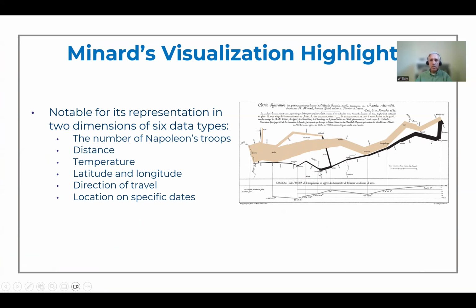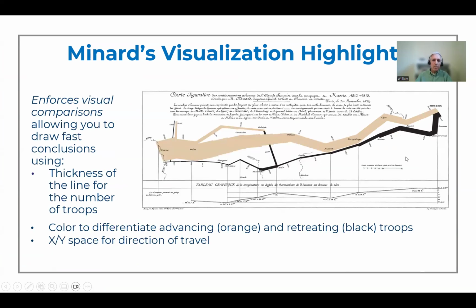He's showing the location of specific dates. So there were specific battles in here, which I'm not going to go into, but there were specific battles where he had trouble or he was successful. One of the things that this does is it enforces visual comparisons, so it allows you to draw really fast conclusions. The thickness of the line is the big thing. Very rapidly, I can see this is how many he went in with, and this is what he came out with. Talk about an abject failure. And he uses the color to advance versus the black to return, and then he uses XY to denote the space of travel.